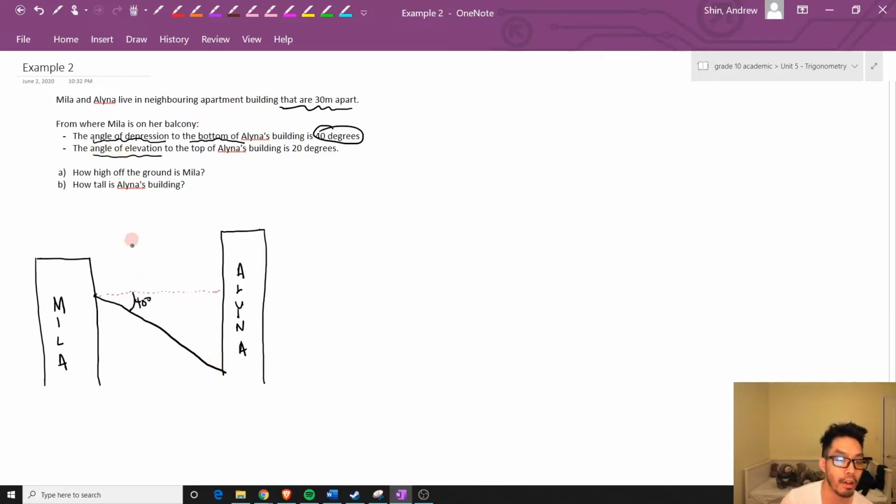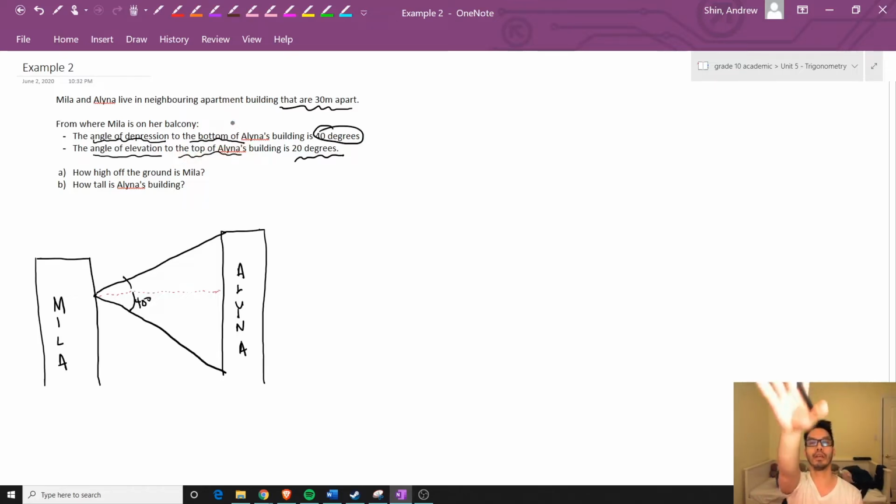And the second point here, from that same spot, because this is Mila on her balcony, she's going to look up at 20 degrees. So horizontal, and then move up 20 degrees to get the top of Alina's building. So when she tilts her head up 20 degrees, then she sees the building. And you gotta look at me in the camera. So this is the horizontal here. If you tilt up 20 degrees, then she sees the building. Going back to the horizontal, if she tilts down, then she sees the bottom of the building. So that's actually what's happening there. So this is 20 degrees.